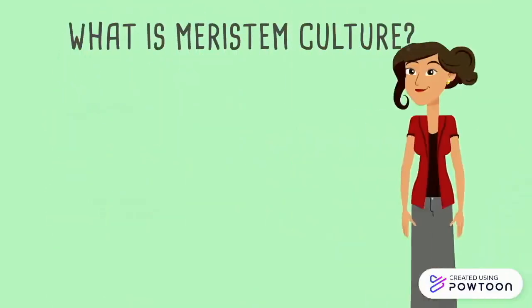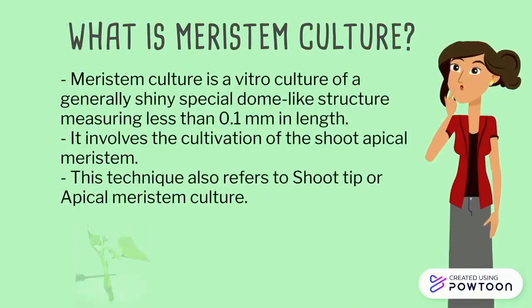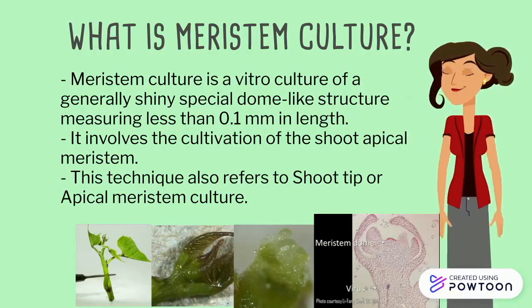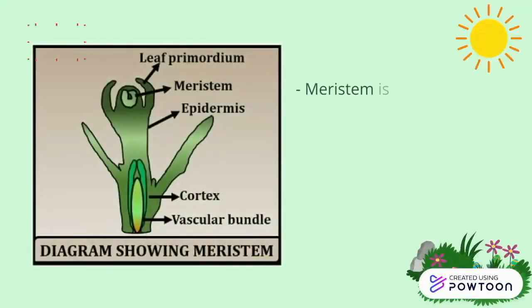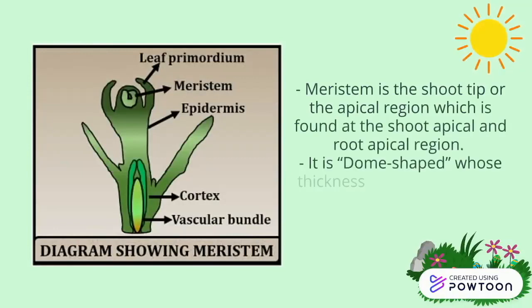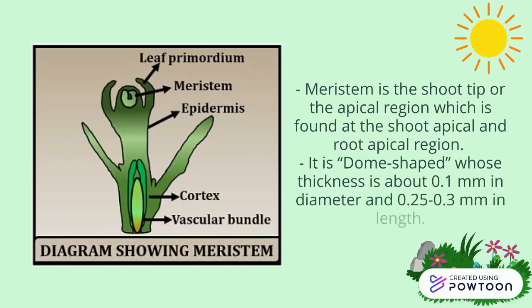What is meristem culture? Meristem culture is the vital culture of a generally shiny, special dome-like structure measuring less than 0.1 mm in length. It involves the cultivation of the shoot apical meristem. This technique also refers to shoot tip or apical meristem culture. Meristem is the shoot tip or the apical region which is found at the shoot apical and root apical region. It is dome-shaped, whose thickness is about 0.1 mm in diameter and 0.25 to 0.3 mm in length.